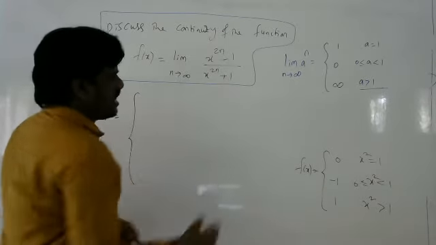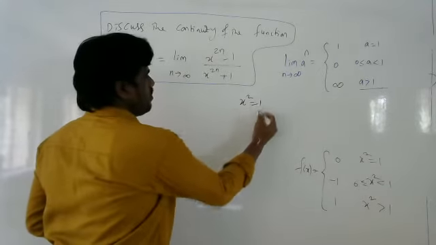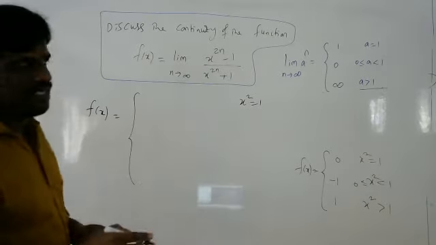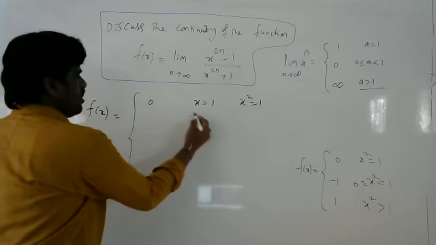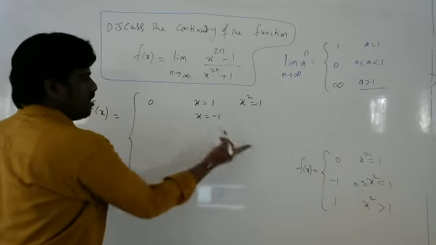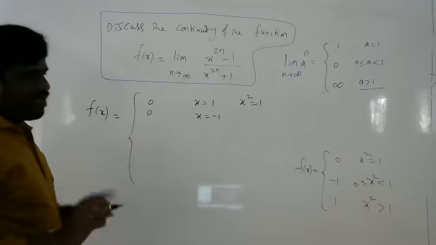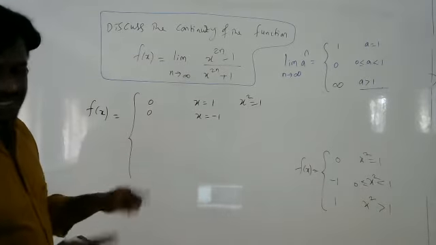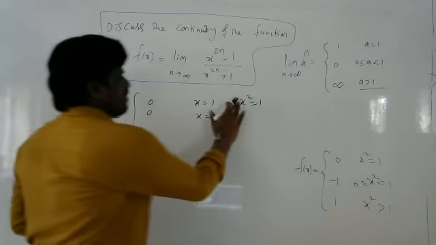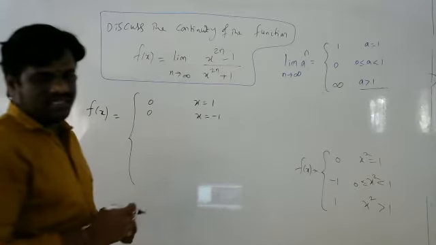Now see here, x square is equal to 1. It means x is equal to plus or minus 1. So for x equal to 1, it is 0, and for x equal to minus 1, it is also 0. Now x square equal to 1 means x is plus or minus 1. The next one is x square greater than 1.